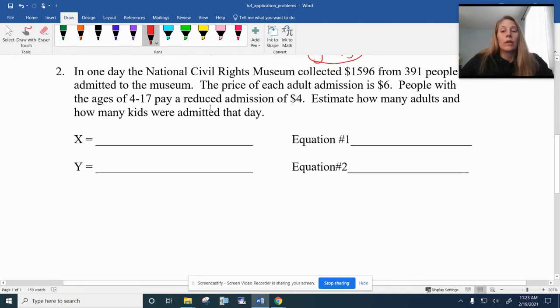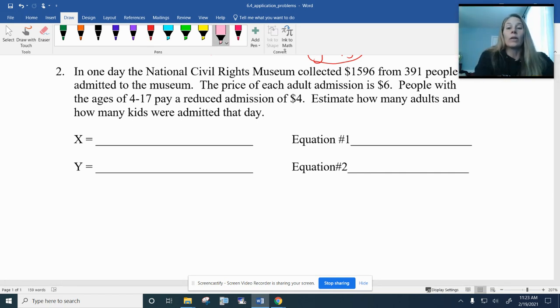All right, so we're going to do another similar type of problem. In one day, the National Civil Rights Museum has collected $1,596 from 391 people. The price of each adult admission is $6, and people of the ages 4 to 17 pay a reduced admission of $4. So I'll say that's like child tickets, essentially.